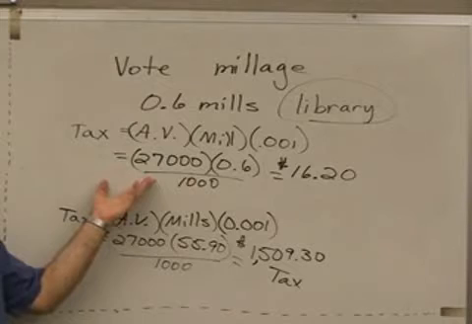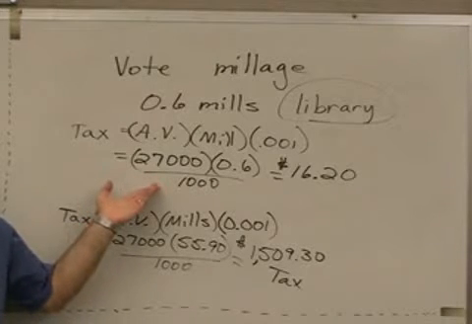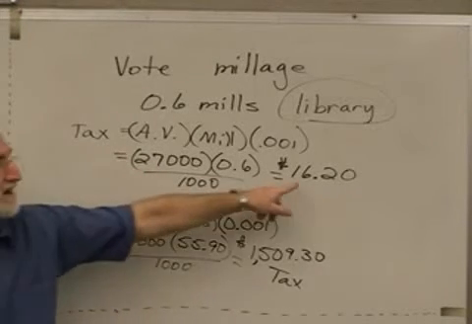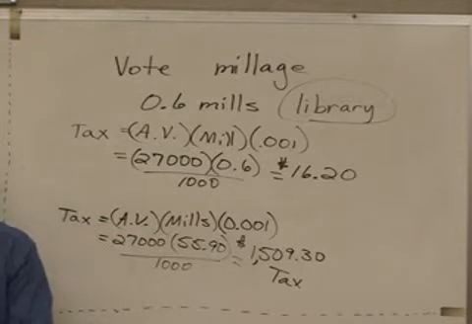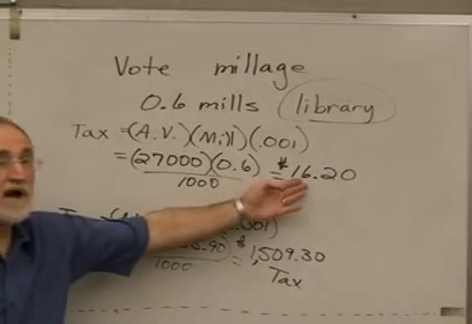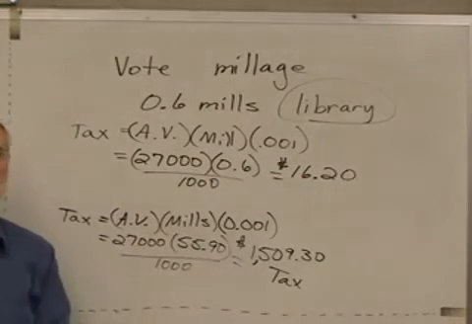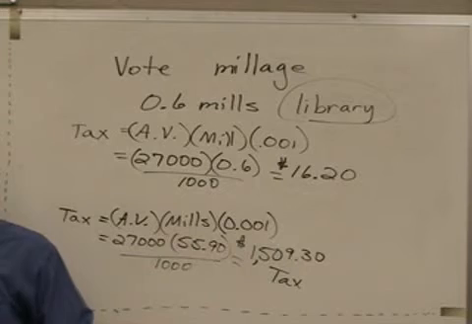And so this is how I would determine whether I'm going to vote for it or not. I would put the pencil to the paper. I'd say this is going to cost me $16.20 more a year in tax, and I'd say, do I want to pay that much more to help the library? If I do, I vote for it. If I don't, I vote against it.